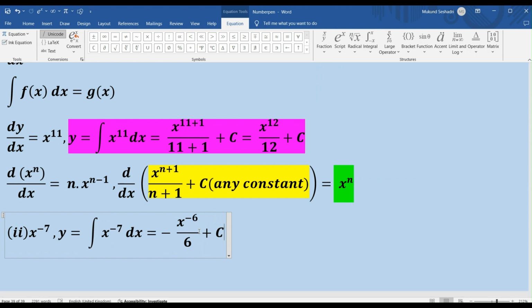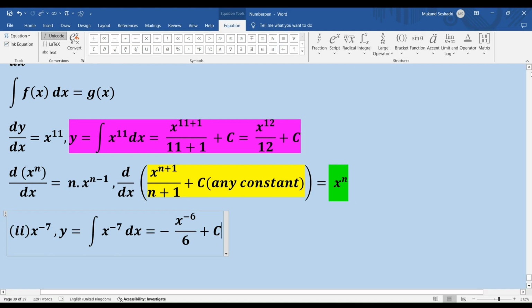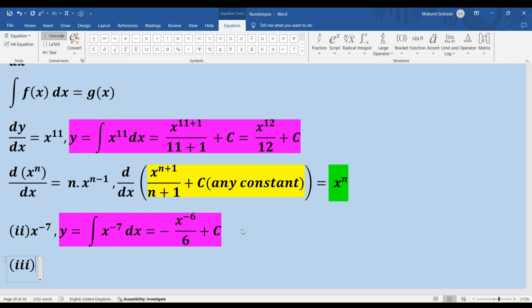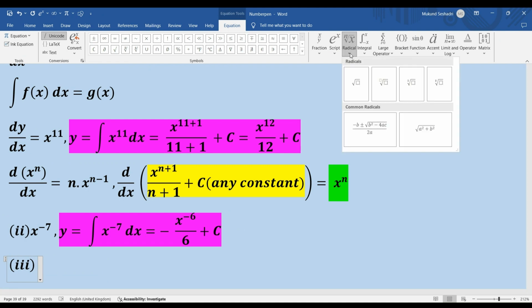So again, differentiate it on either side and see if you're getting back your x to the power minus 7, which was your original integrand, right? So x to the power minus 7 is your integrand. Your minus x to the power minus 6 divided by 6 plus c is your antiderivative for this particular function, right? Now let's go to the third problem. Our third problem is the cube root of x to the power 4, right?